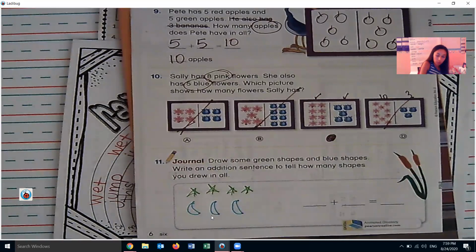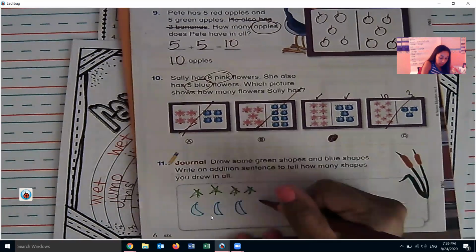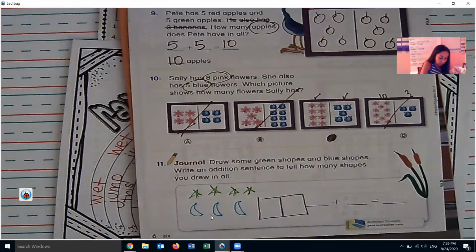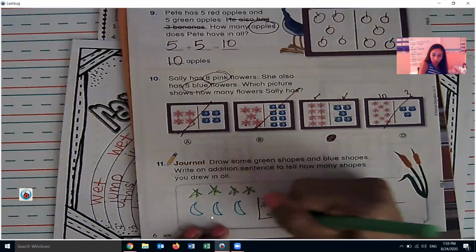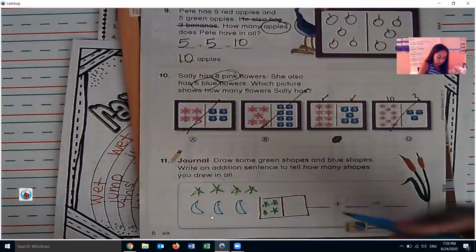So I have my first part is, oh, and you know what? I should have done it like this, but that's all right. I guess I can do it still. 4, kind of like they were doing in their examples. And then my 3 moons here. Oops.